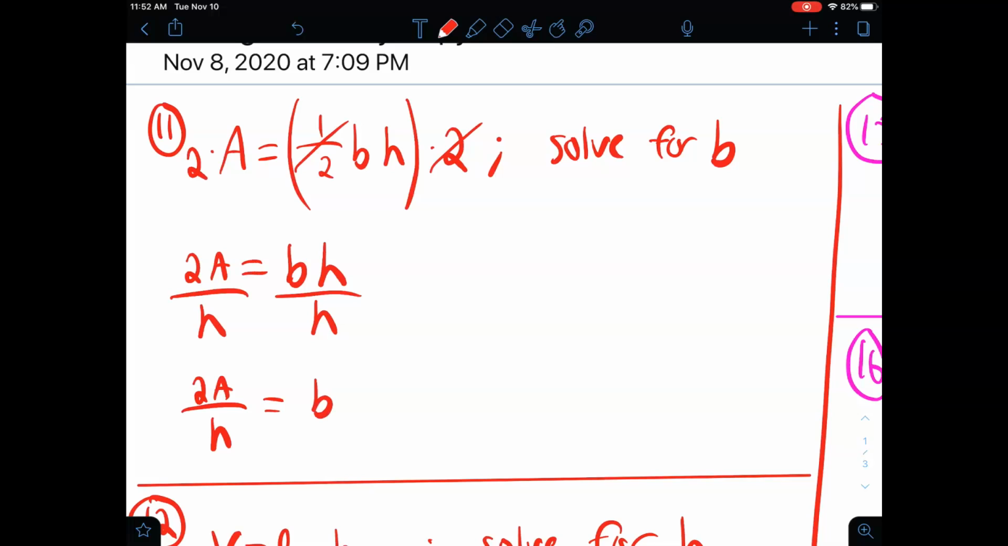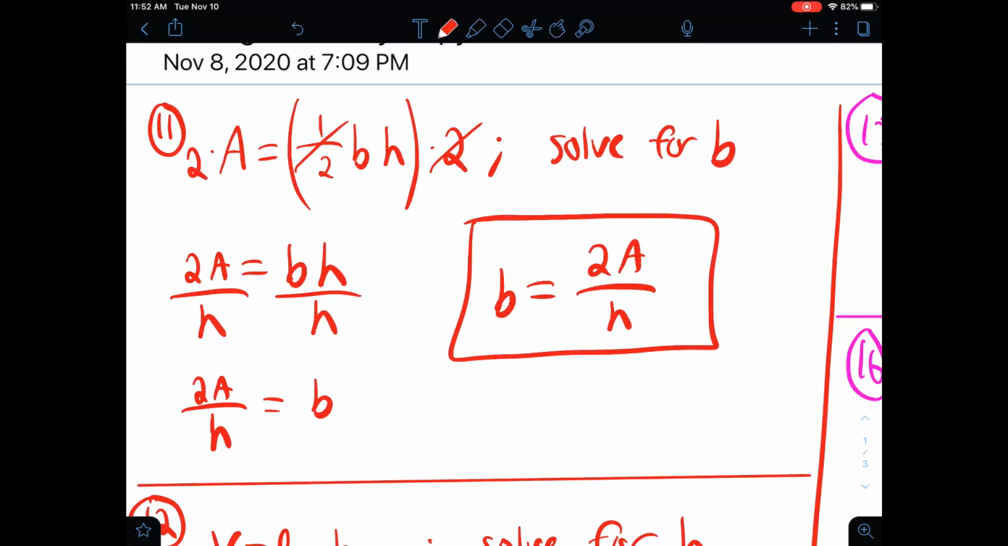Can we simplify that anymore? Is there anywhere we can go with that? We can't. That's actually our final answer, 2A over H. These are not like terms. And even though it's kind of weird, we can't go any farther because H and A and 2 do not combine to make anything else. So that's going to be our final answer.